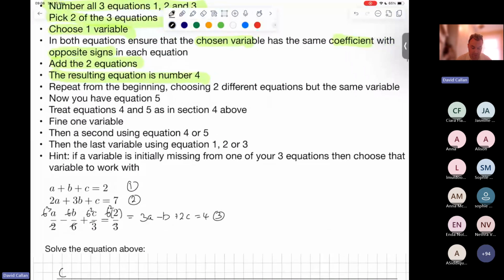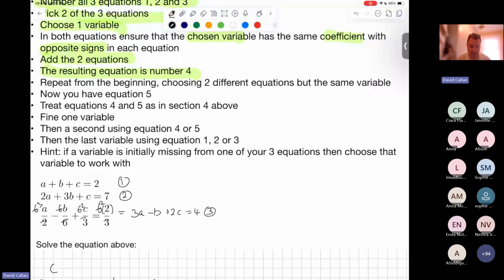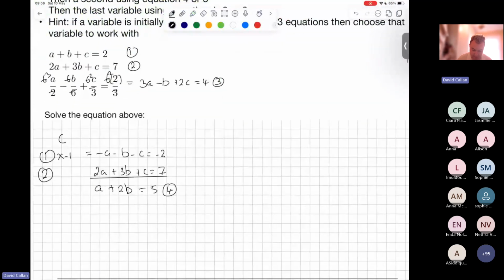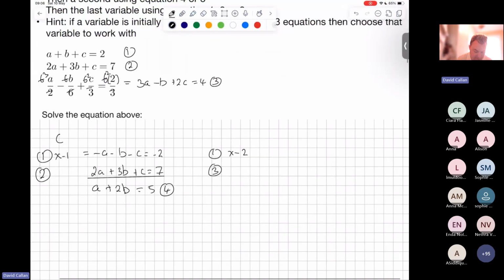So back we go, repeat from the beginning, choosing two different equations, but the same variable, and that'll give you equation number 5. Okay, well, let's do that then. Let's get equation number 5. Okay, off we go. So what will I pick? I will do equation 1 and equation 3. And okay, so that means I'll multiply equation 1 by minus 2. That'll give me minus 2a minus 2b minus 2c equals minus 4. Equation 3 I'll leave alone. Let's see if I work that out okay.